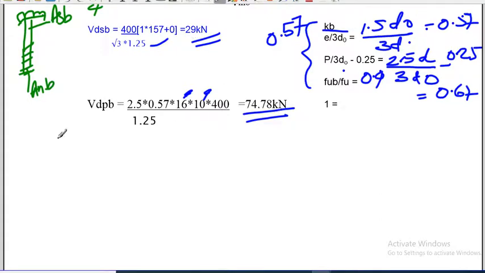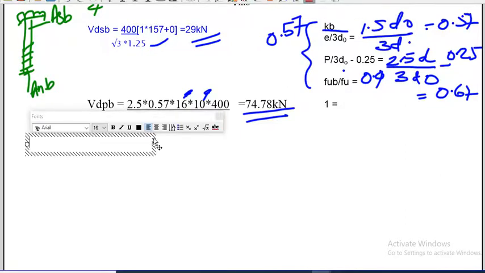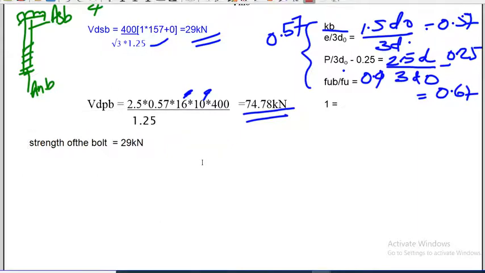So the strength of the bolt is equal to the least of these two, so it is 29 kilonewton. Okay, so one bolt can take only 29. If it is more than 29, it will fail in shear. Okay, so what is the next?